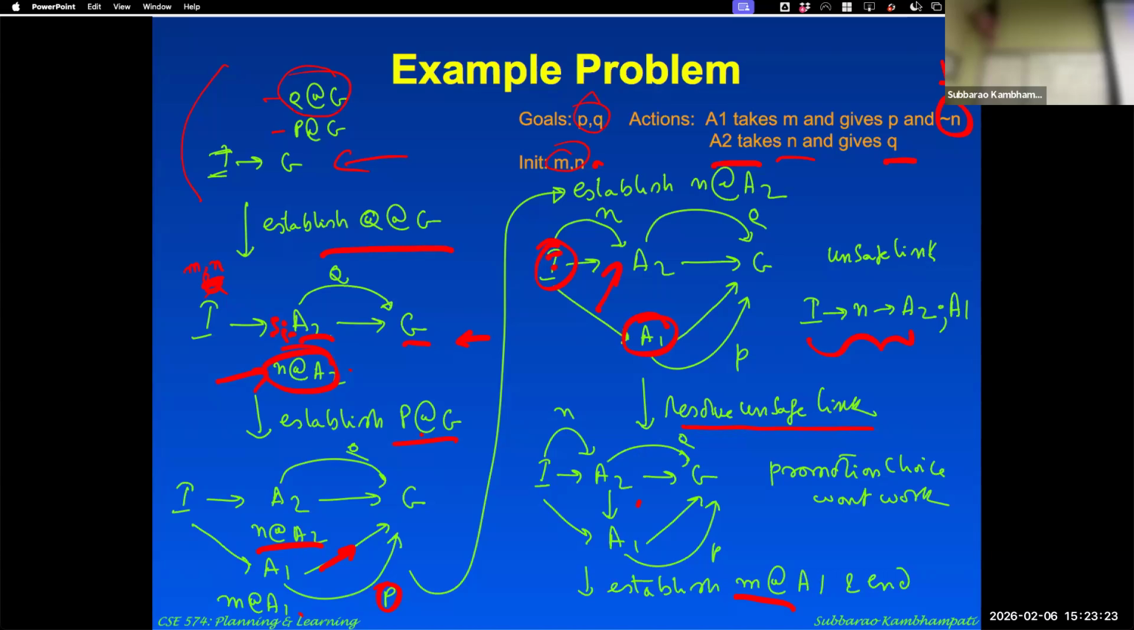You need to pick either one of the unsafe links, if there are any, or one of the open conditions. At this point, is there any unsafe link? This is supporting Q, and this is supporting P, the same picture shown here. But then, let's see. Yes, there is a not N: A1 takes M and gives P and not N. Yes, this is not N.